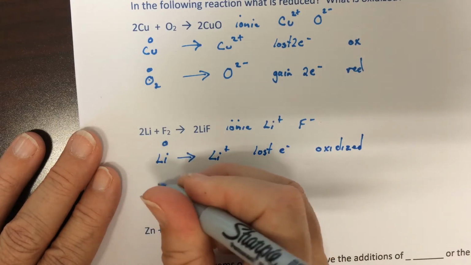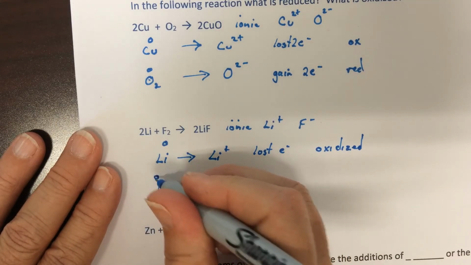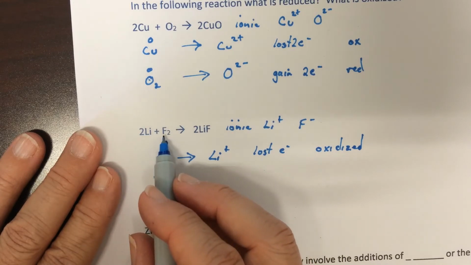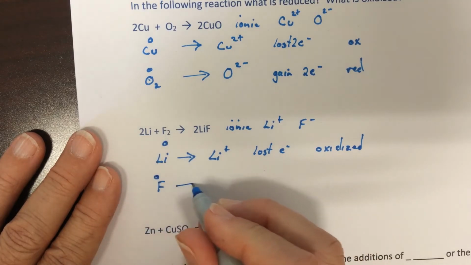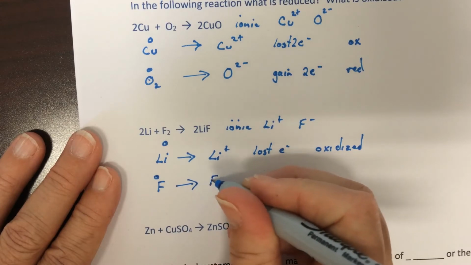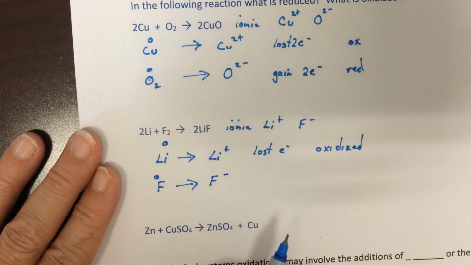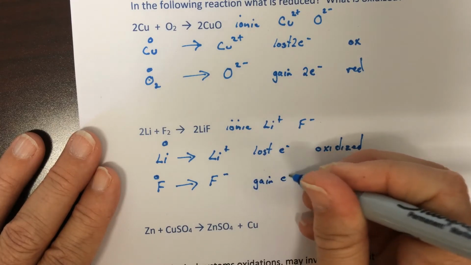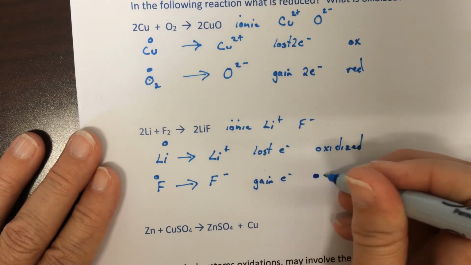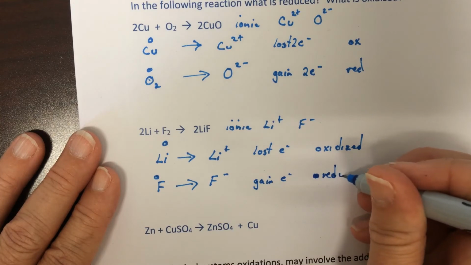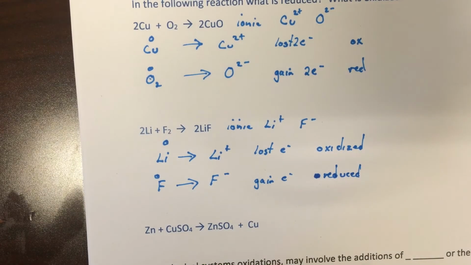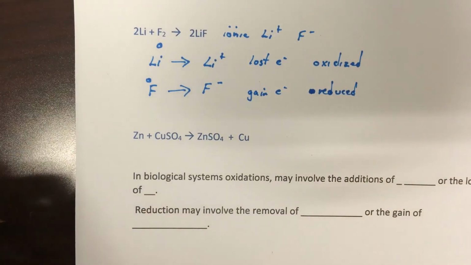The fluorine, also an element, has no charge when it's 2 fluorines attached to each other, becomes negatively charged, and it has gained electrons to do that. And so it is reduced. So let's look at this last one. It's a little more complicated.